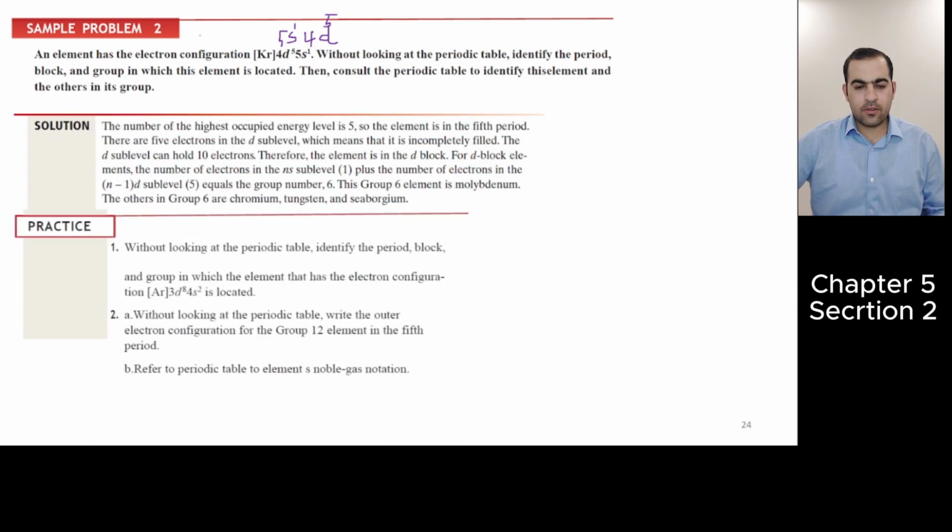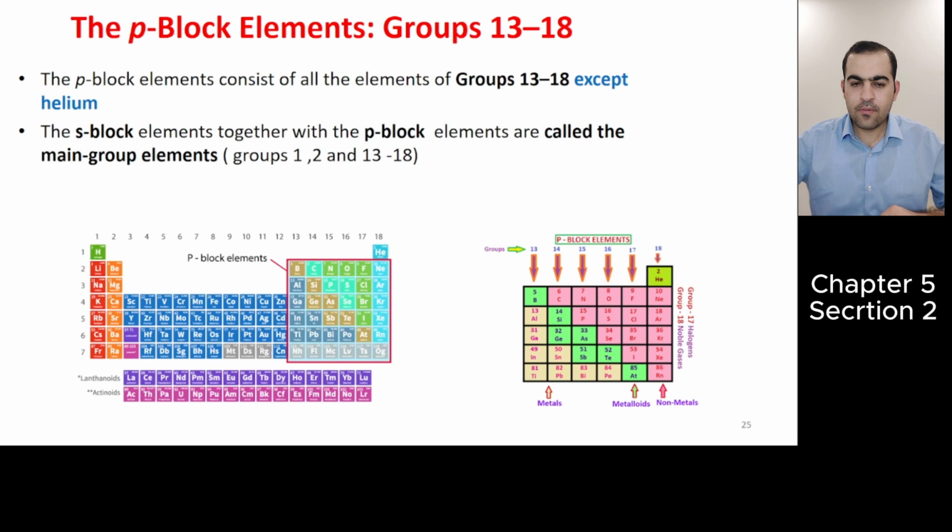Also, we have this element. Don't forget, write 4s2, then 3d8. The p block elements are in group 13 to 18, except helium. We know that helium, it's in where? These elements are in p block, and helium is in s block.